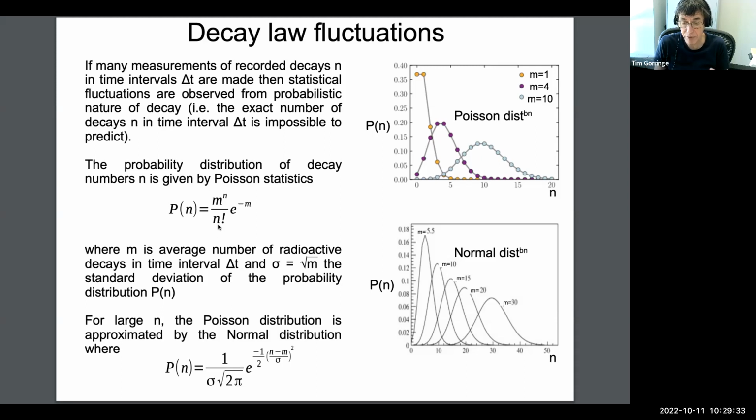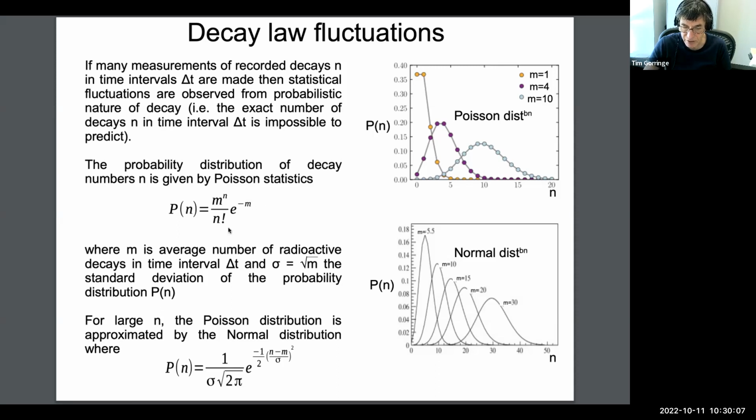N is the number of decays in a particular measurement. So it's the number of decays that you observed in the first measurement, the number of decays you observed in the second measurement, the number of decays you observed in the third measurement, as you went about this process of repeating the experiment many times and calculating an average. P of n is the probability of observing n decays, given that the mean is m decays. So it tells you the probability of n decays for a mean value of m decays.